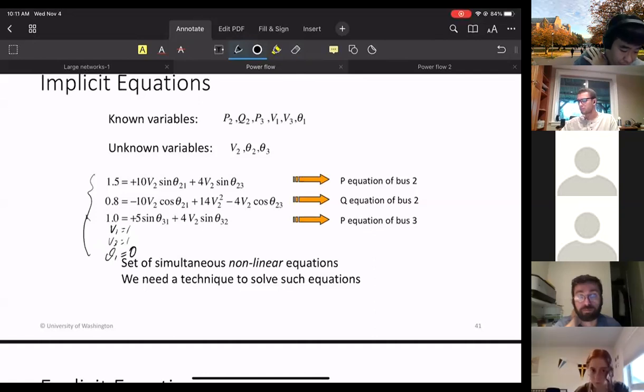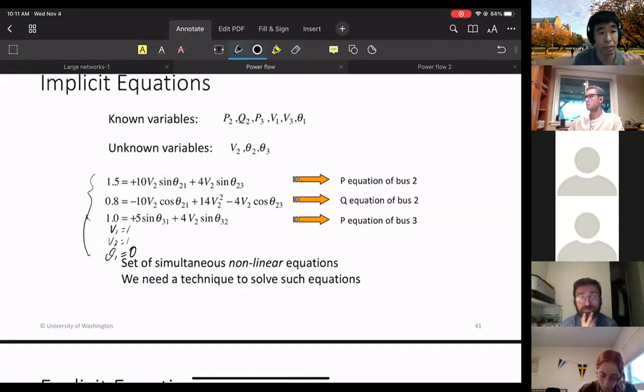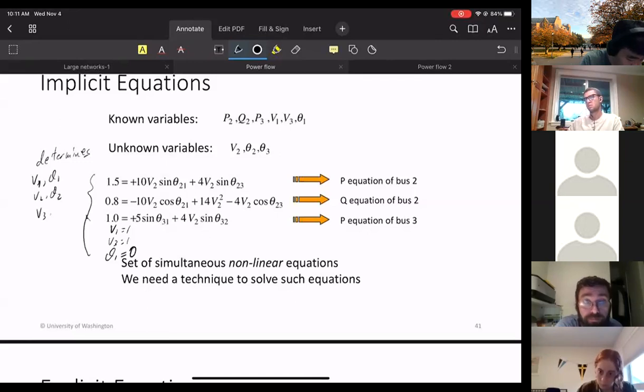Okay. So this is our equations we have, right? So we have 6 equations, 6 unknowns, right? Some of these equations are simple. For example, V1 equals 1, V3 equals 1, theta 1 equals 0. Some of these equations involve the power flow, right? But altogether, you solve them all together, this determines V1, theta 1, V2, theta 2, V3, theta 3. Okay, so this is the goal we want.